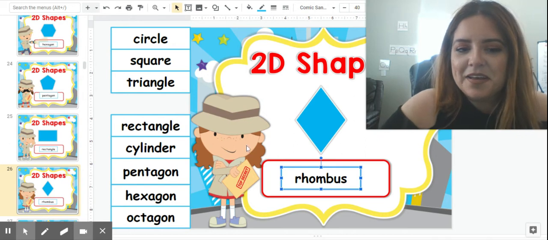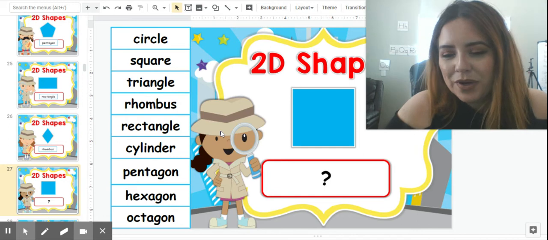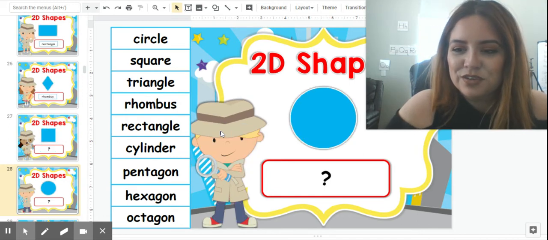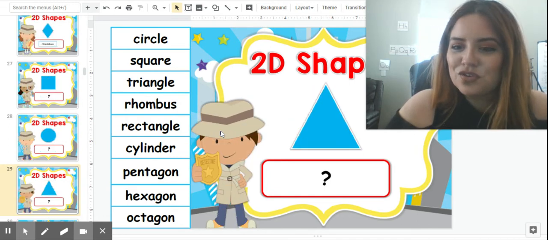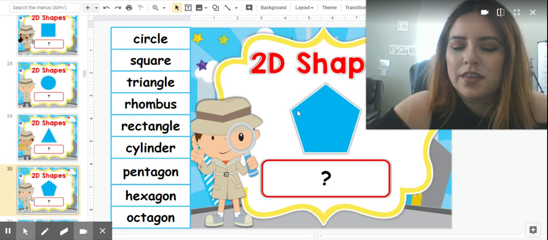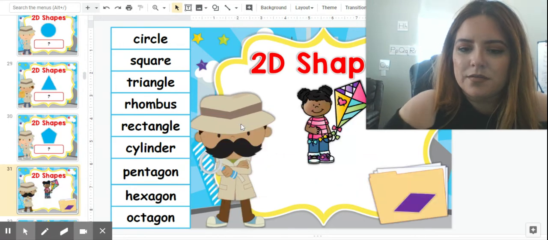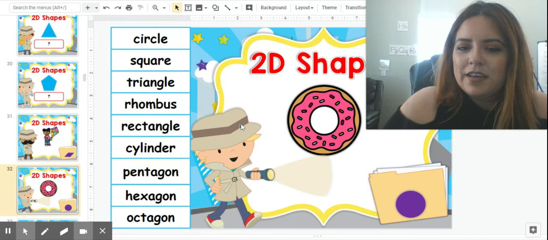Okay, and I think that's our last one. We know that one's a square, circle, triangle. What is this one? I think 1, 2, 3, 4, 5. We said that was a pentagon. Okay.